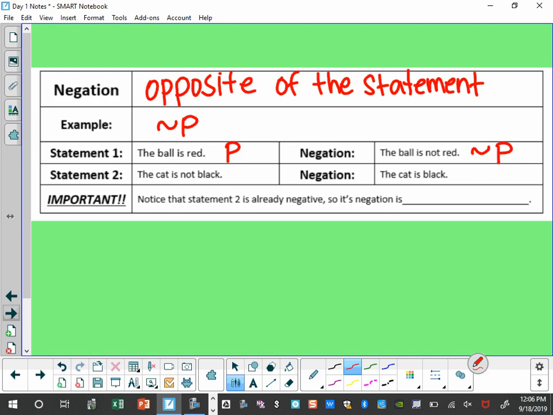All right, statement two is where they kind of confuse you. My first statement says the cat is not black. Let's call that, I'm just making up letters. Okay, let's say that it says the cat is not black, but then when they negated it, the cat was black. Do you see how in this part the word not isn't there? It's just the opposite. I personally will not confuse you like that on the test, but you just know that to negate something means to take the opposite. It says important. Notice that statement two is already negative, so its negation was positive.